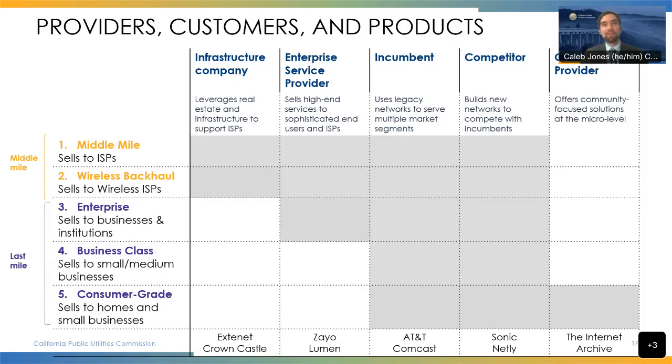Finally, there are infrastructure companies and enterprise service providers. These are companies that do not sell directly to consumers or small businesses. From right to left, enterprise service providers are companies that connect major institutions, data centers, major businesses, etc., and sometimes sell usage of their network to ISPs, but they do not sell to residential customers or small businesses. Infrastructure companies are similar, but don't even sell to enterprises. They only sell transport and bandwidth to internet service providers.